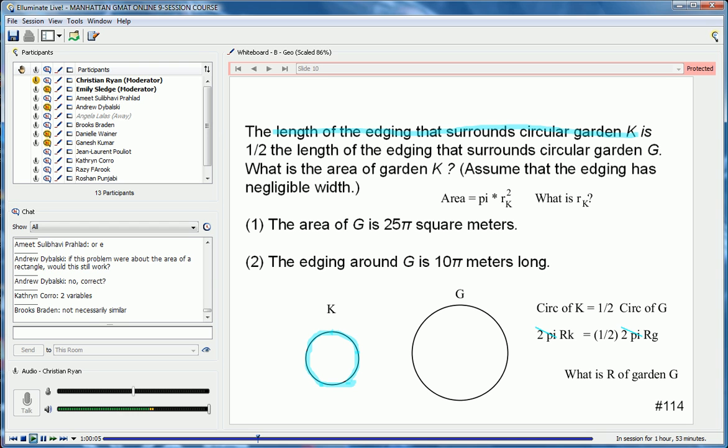Catherine's got it. Two variables. They're not necessarily, and Brooks is saying it yet another way, not necessarily similar in shape. You could have two rectangles in different shapes. What would work here? Follow on those thoughts. What would work better?